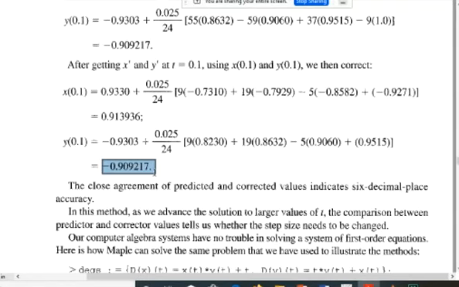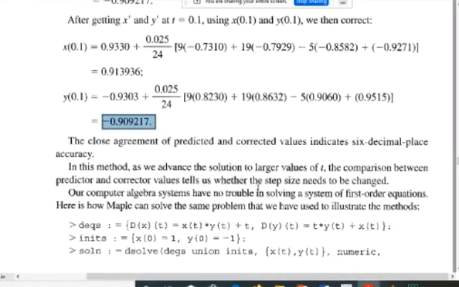We can compute and continue this approach to find the solution for larger values of t, for example 0.2, 0.3, 1, 2, 3, and further values of t, and the solution works as well.